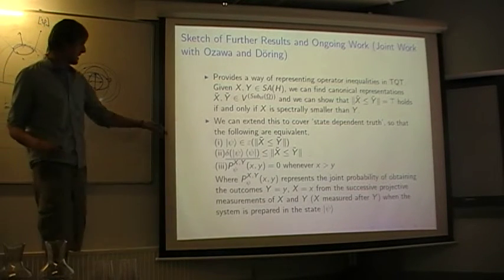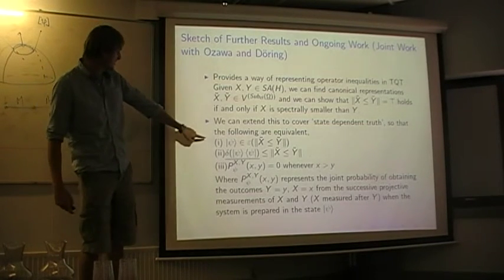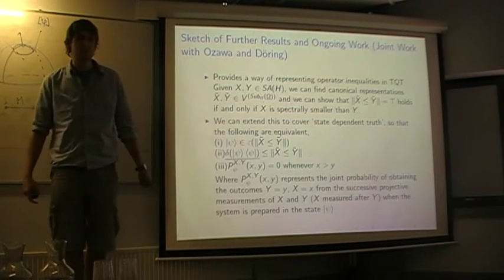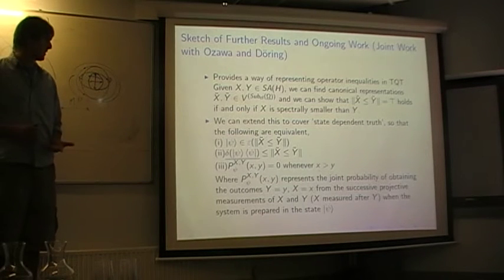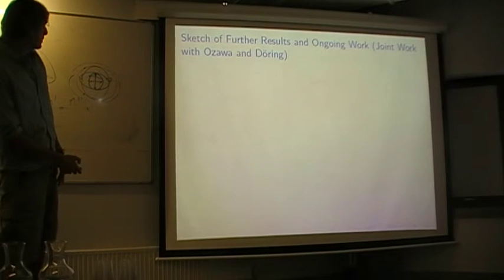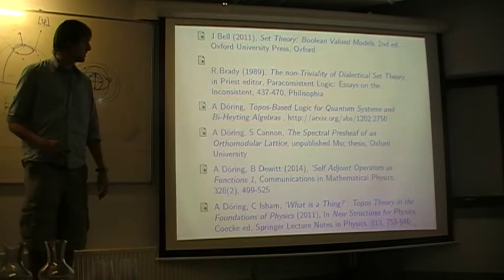So we have a three-way picture: this is the quantum set theory picture, this is the topos quantum theory picture, and this is an operational picture. So we've got three ways of representing the operator order here. I was going to quickly mention something else, but I think I will leave it there.